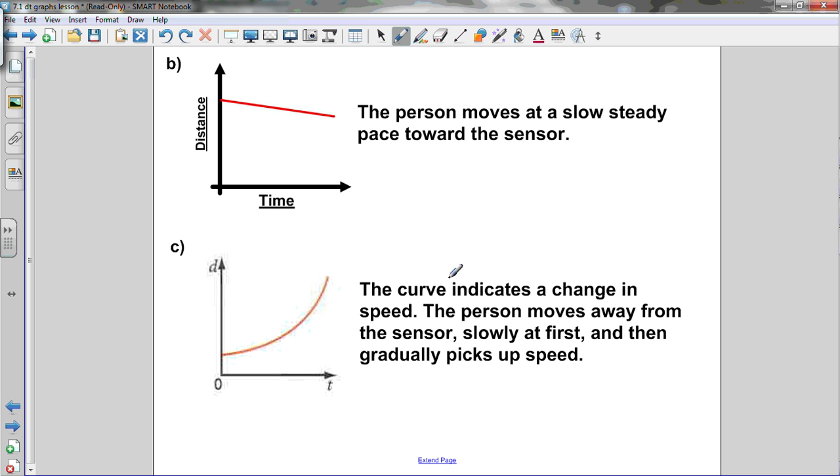So how I would describe this, I would say the curve indicates a change in speed, because it's nonlinear, so they're not moving at a constant speed. The person moves away from the sensor because the distance is increasing as time increases. And I said they start off slowly at first and then gradually pick up speed. And you could add in here, you could call that an acceleration if you want.